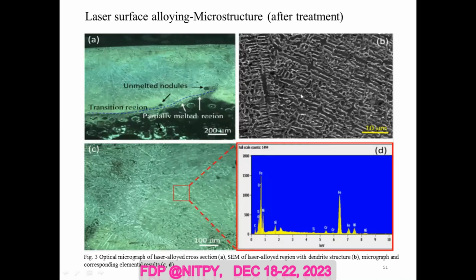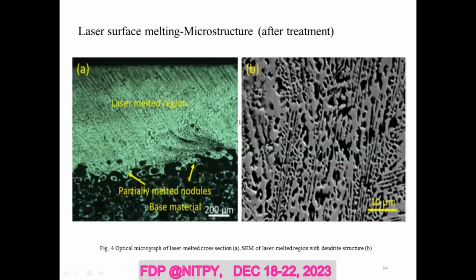Then in these microstructures, you can see we are just doing the laser surface melting. After the melting process, you can see the microstructures with dendrite structures. And also you can see at the intersection of the substrate and the melted area some partially melted nodules, which are not melted completely due to improper power.